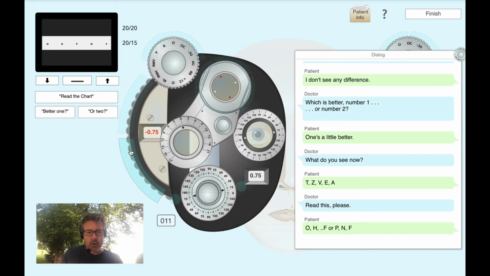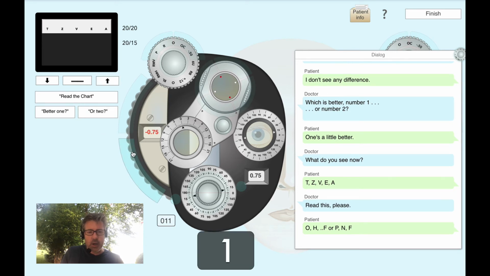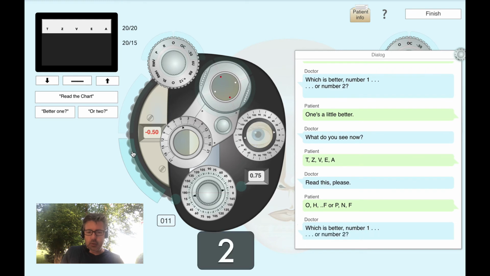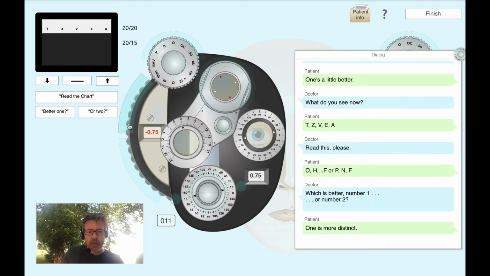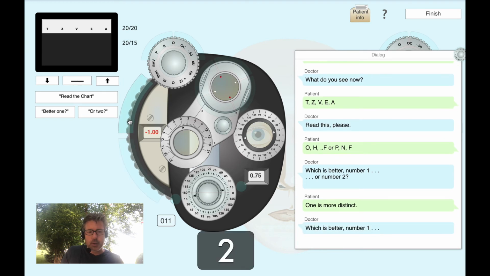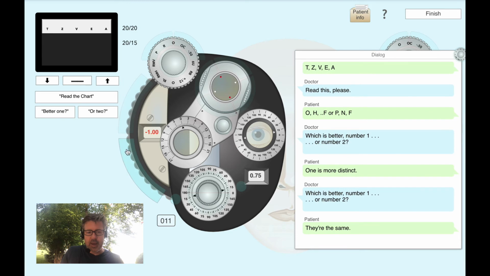Let's make sure we're not over minus, which I'm going to go to 20/20. Which one's better? One or two? One's more distinct. And let's show her a little bit more minus to see if she likes that. One or two? They're the same. Okay, so I think we could be pretty happy with what we have here.